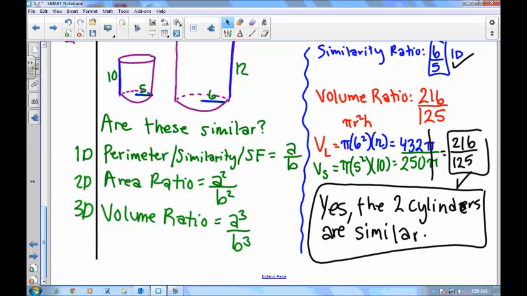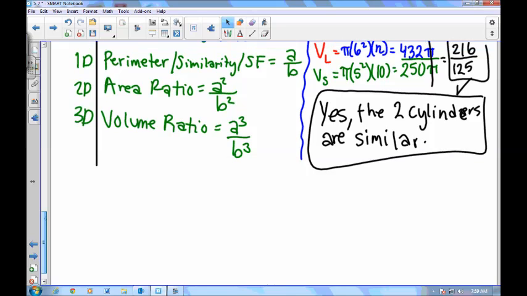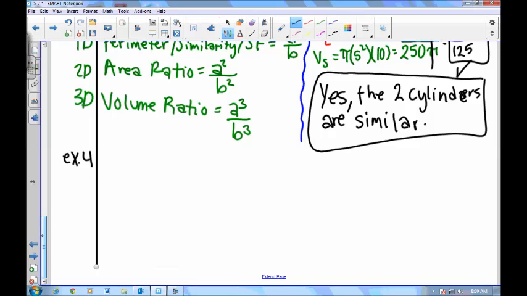Okay, let's try another one. We're going to do a three-dimensional rectangular prism. These are the ones that are fun to draw. You have to practice your art skills. Same question, are they similar?